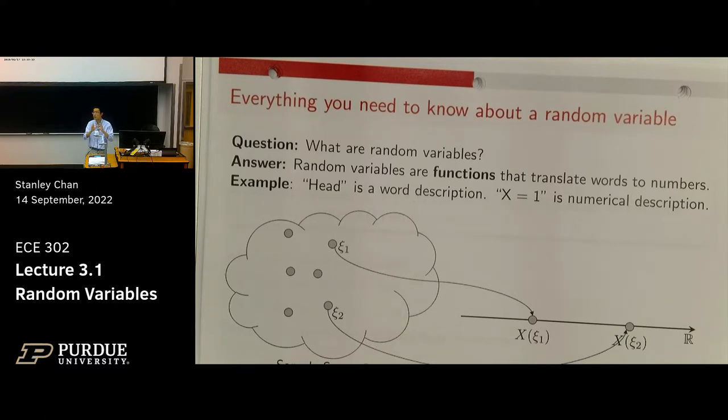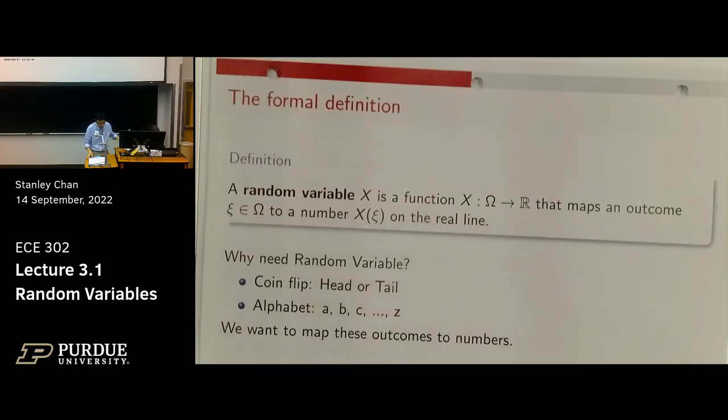Right, so it doesn't need to be unique in the sense that not every outcome has to map to a different number on the real line. You can have 2 outcomes that will be grouped together and then map to the same real number. Just think about this, flip the coin twice, 1, 0 and 0, 1. If you ask about the sum, it will be the same number of 1, which is the sum of the 2 numbers. Okay, so that's a mapping, so we understand that.